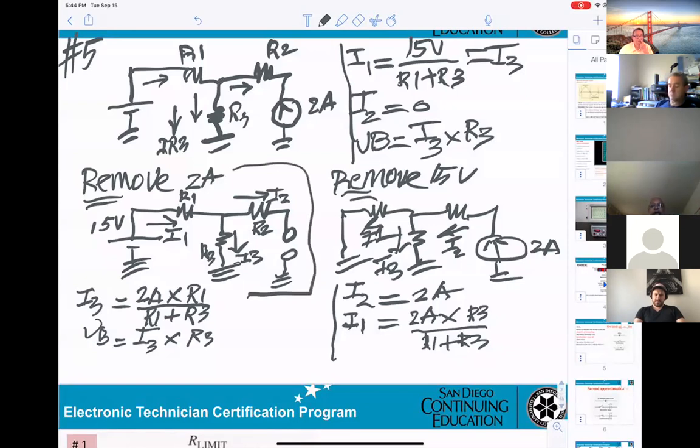Oh, I'm sorry. We're doing the one with the 2 amps in the circuit. You figured out I1. That means you're talking about removing the 15 volt. Right. Okay. So now we deal with this circuitry here.